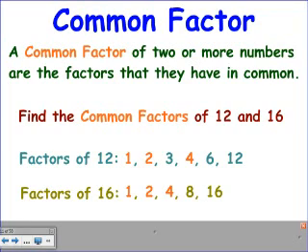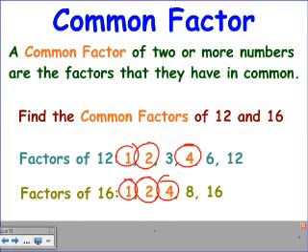So if I've got, let's say, 12 and 16, and I want to find the common factors, I need to write down all the factors of 12, which are 1 and 12, 2 and 6, 3 and 4, and all the factors of 16: 1 and 16, 2 and 8, and 4. So the common factors are 1, because they've both got 1, 2, and 4. So when it asks for the common factors, it's asking for all of the factors that they have in common. Okay? So it's more than one number.